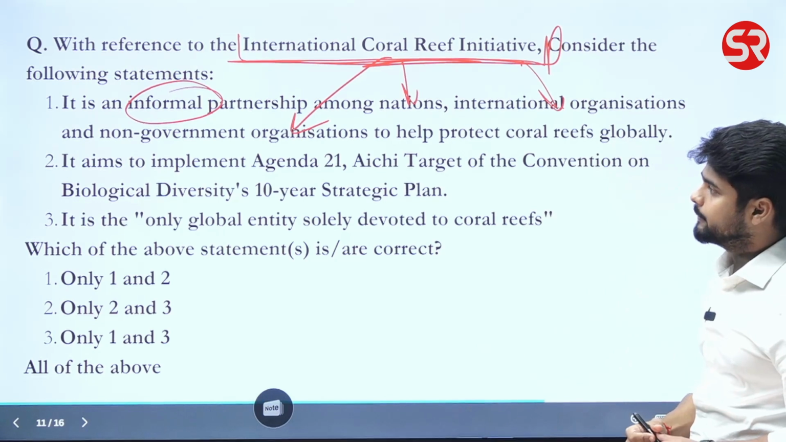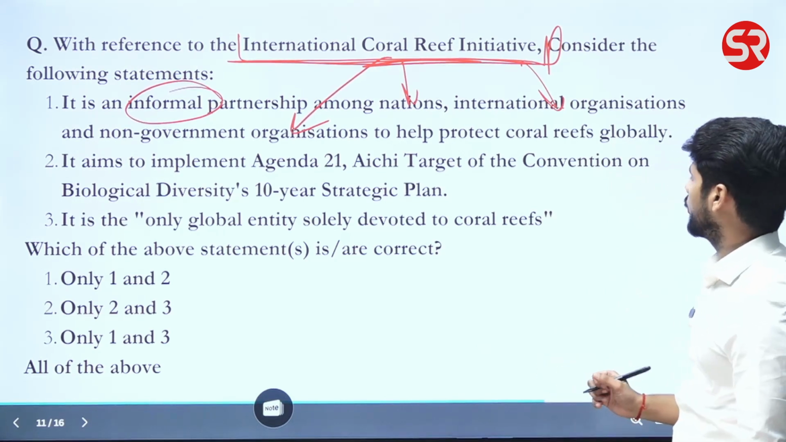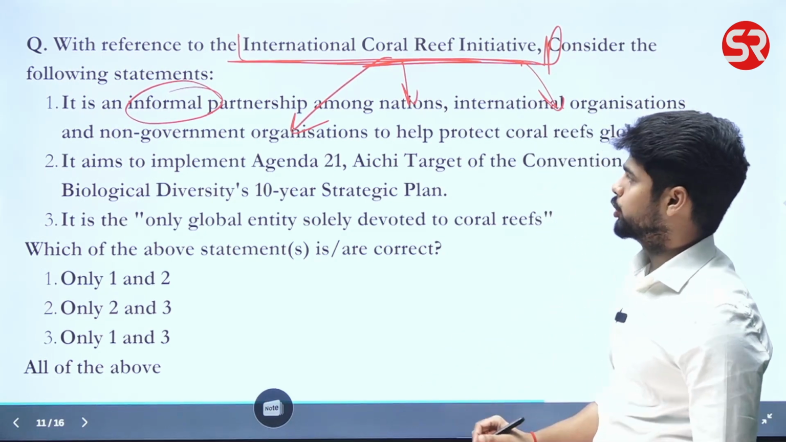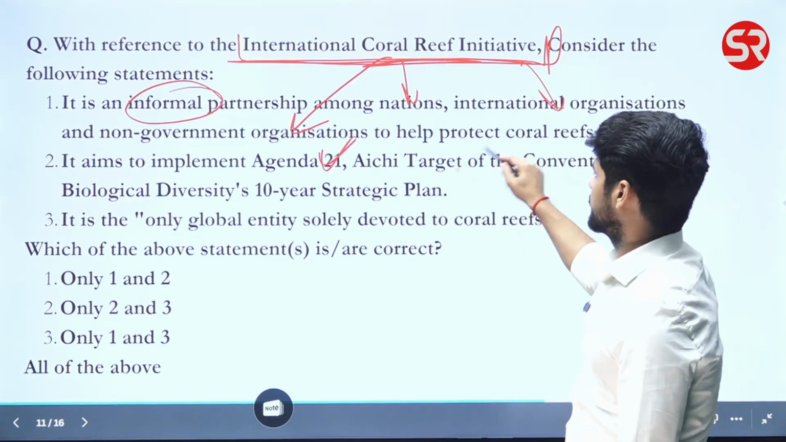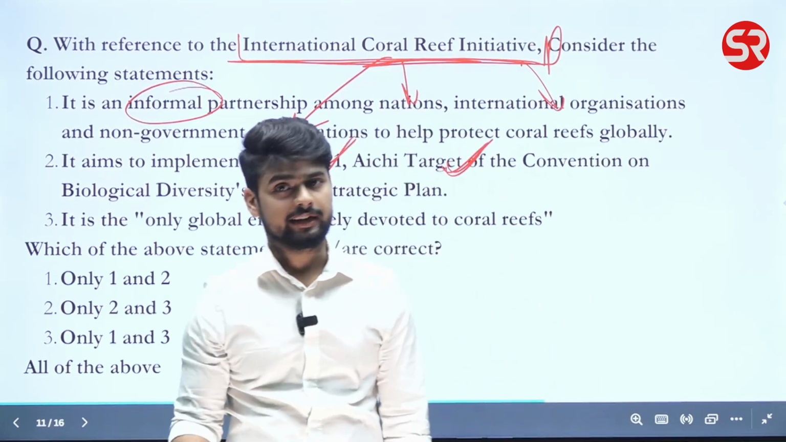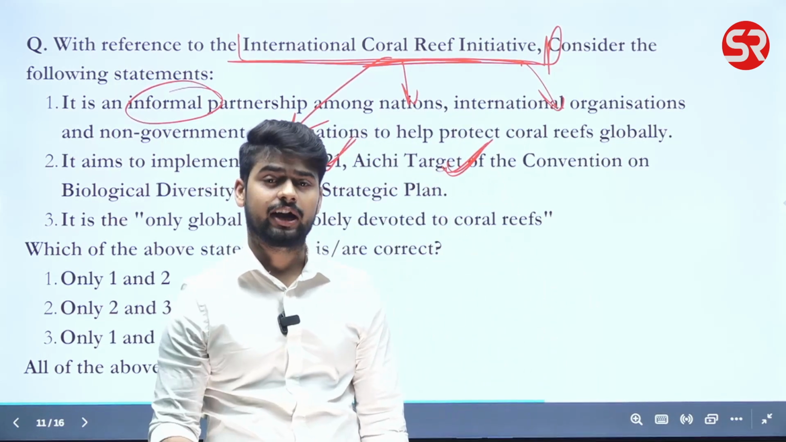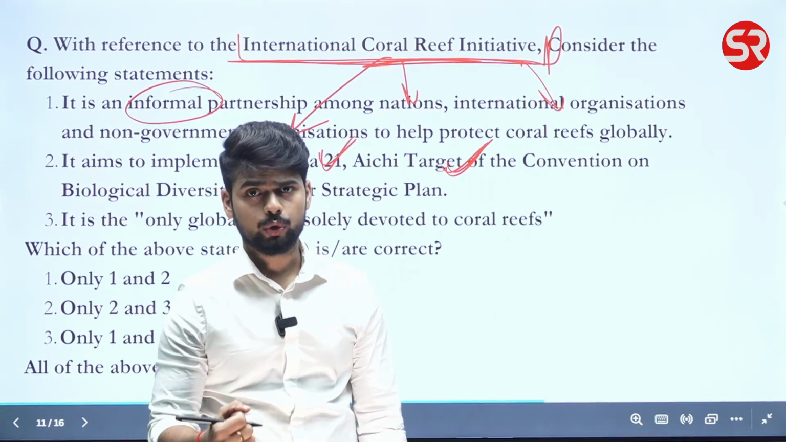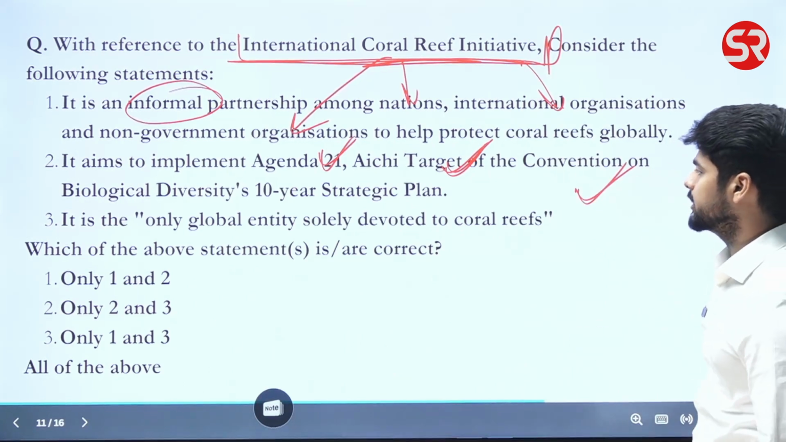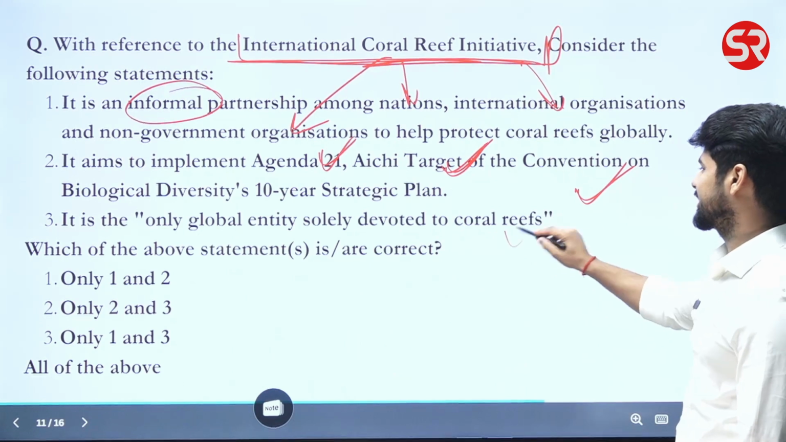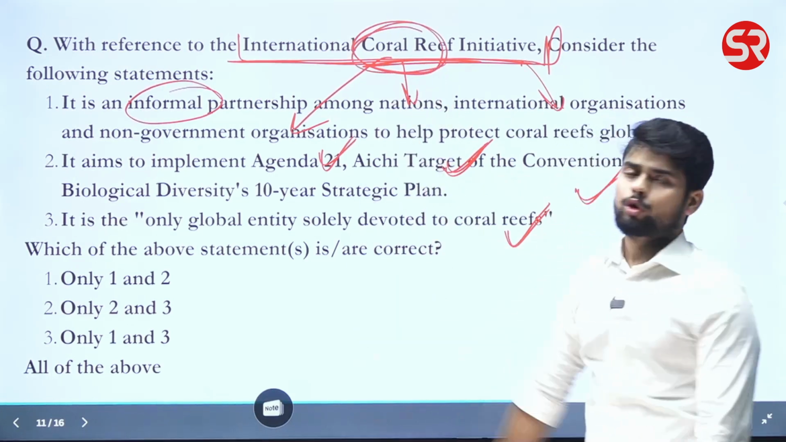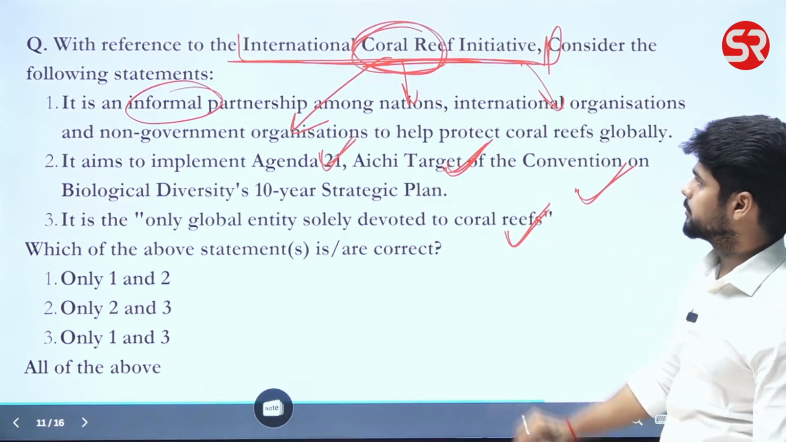Now what is the objective? Statement 2 says that it aims to implement Aichi target 10 of the Convention on Biological Diversity's 10-year strategic plan. These conventions, plans and targets are related to your marine life, preservation of your ocean life, and corals are an essential part of your ocean. So yes, this statement is also correct. Third, it is the only global entity solely devoted to coral reefs. Yes, this particular body is totally dedicated to coral preservation. So here all the statements are correct.